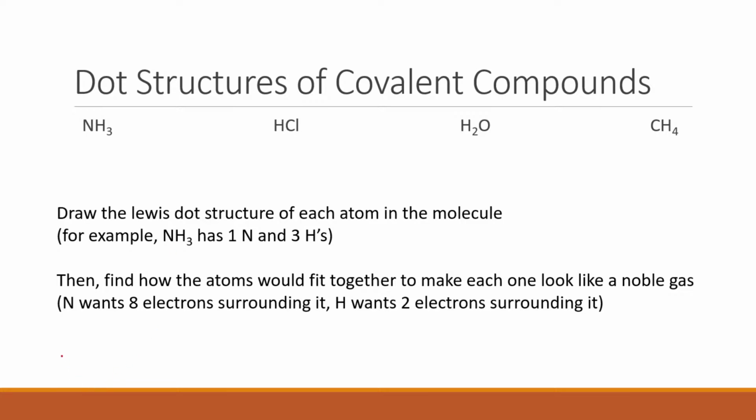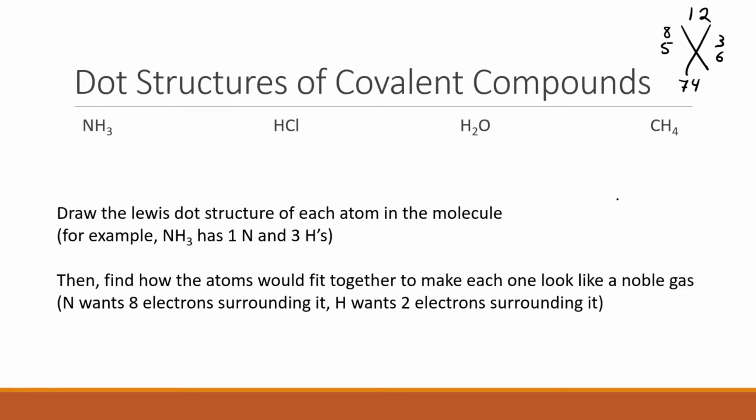Now, when we look at covalent drawings, we are still looking at Lewis dot diagrams. We're still looking at putting our valence electrons around the symbol of the element, but we're not looking to transfer those electrons from one thing to another. We're looking to share them, and that's going to look a little bit different.